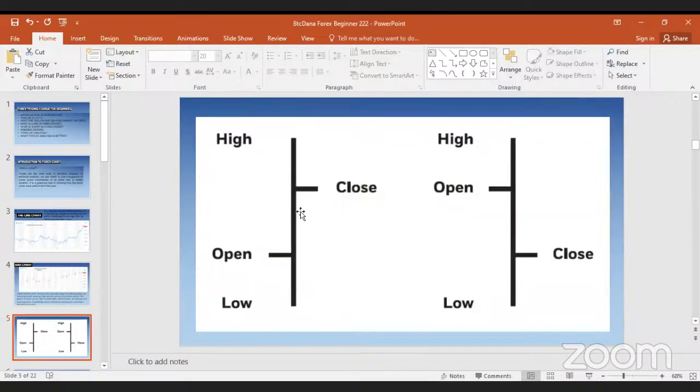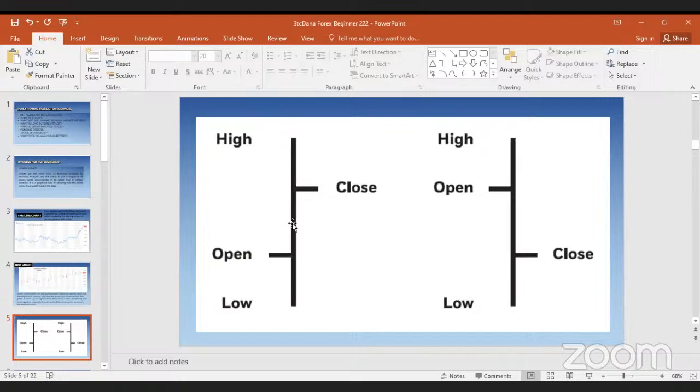So this is another example of our bar chart. Like I said, the above part of it is the high, while the lower part of it is the low. Then we have the two dashes: this is the left dash, and this is the right dash. The right dash is for the closing, while the left dash is the opening.